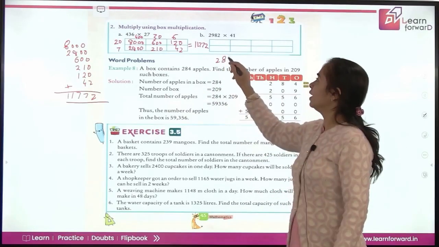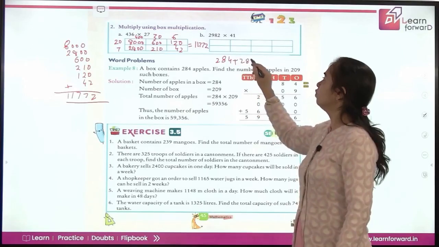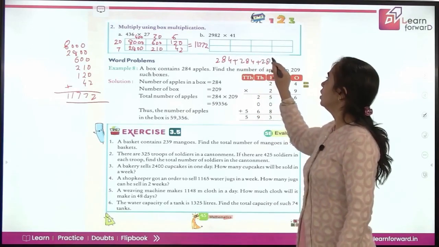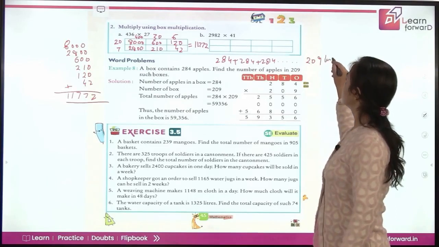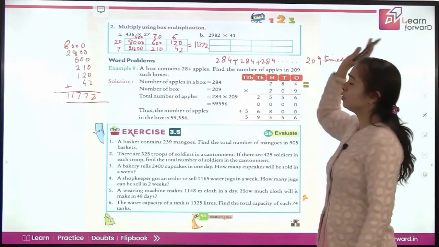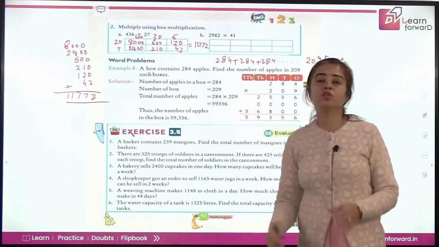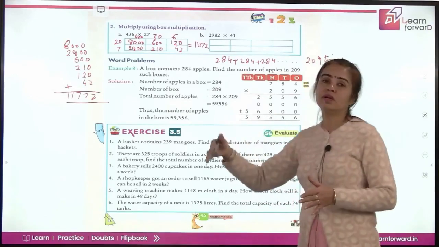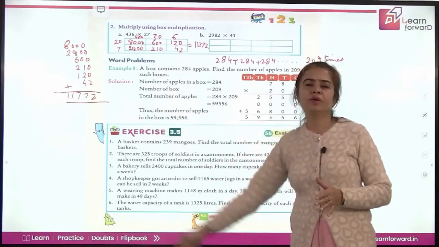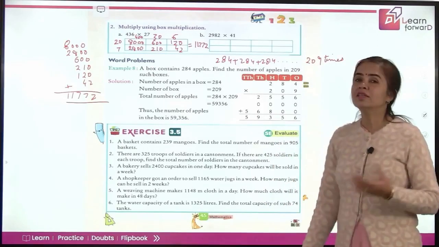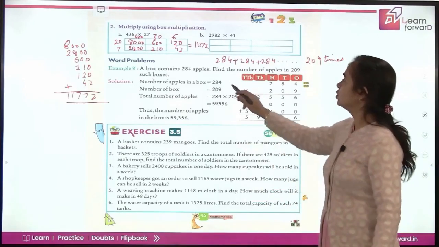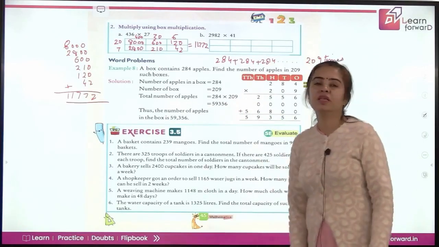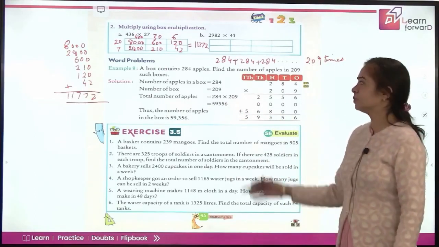So 284, 284, 284, like this there are 209 boxes. So for each of the box, 209 times you will add 284, 284, 284. So many times you have to write. So this is repeated addition, which is actually multiplication. So you will multiply these numbers to find the total number of apples.